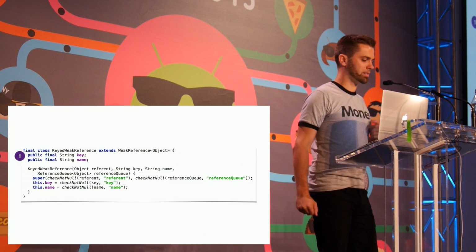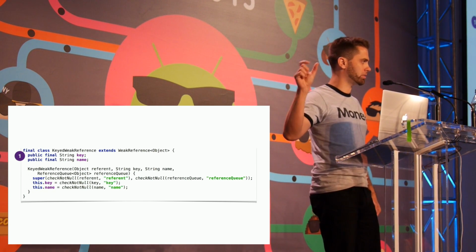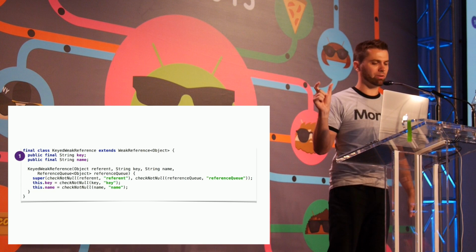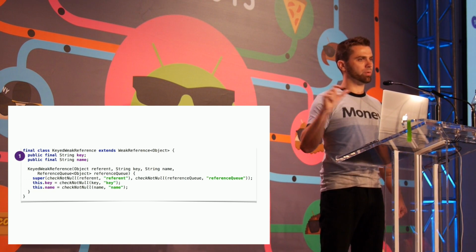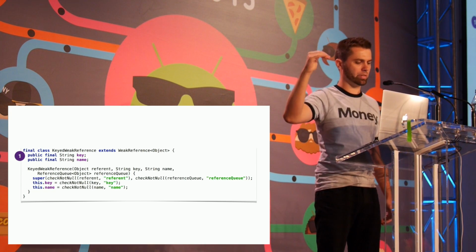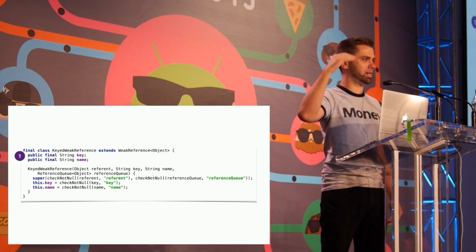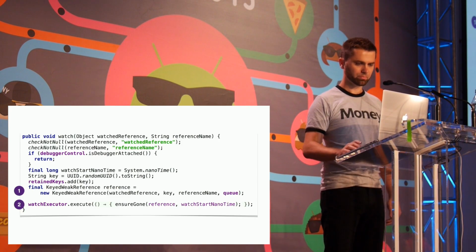So we extend weak reference, and in one you can see that we add a key to our weak reference. That key is going to be a unique string, and the idea is that when we parse the heap dump, then we can ask for all the instances of keyed weak reference, and then we can look for the one that has the corresponding key, so it's very easy for us to know what we're looking for.